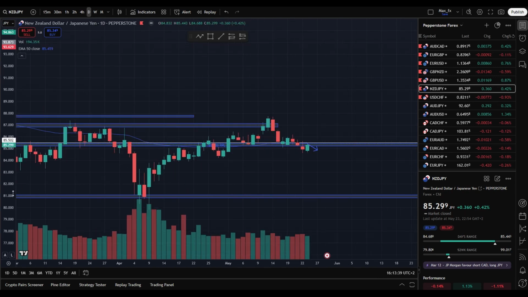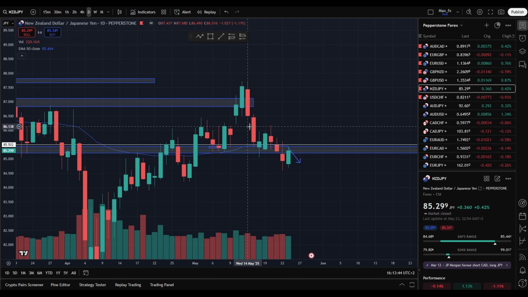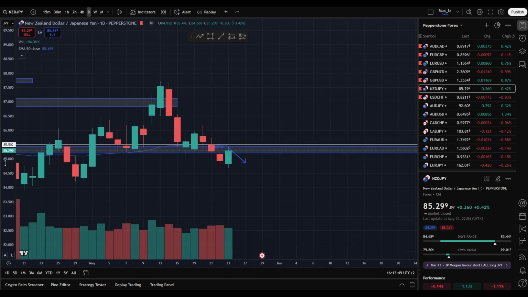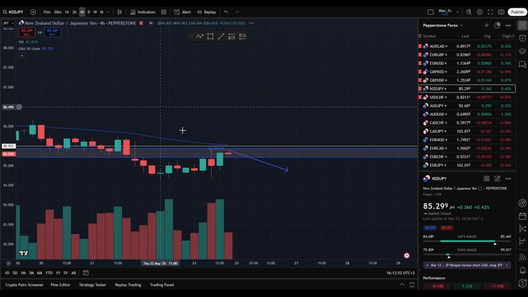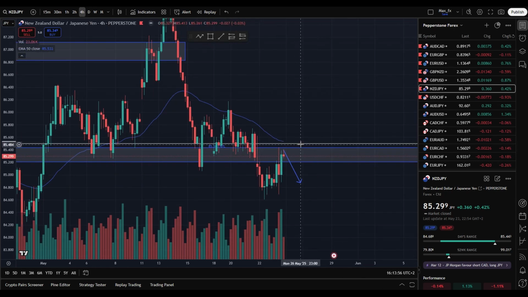And on the daily chart, we can see that there is some sort of head and shoulders pattern forming. We actually broke the neckline. Now we are retesting the neckline. So what I want to see now is maybe a neutral day, or maybe just some sort of price weakness here on the lower time frame to then open a short position on NZD JPY.